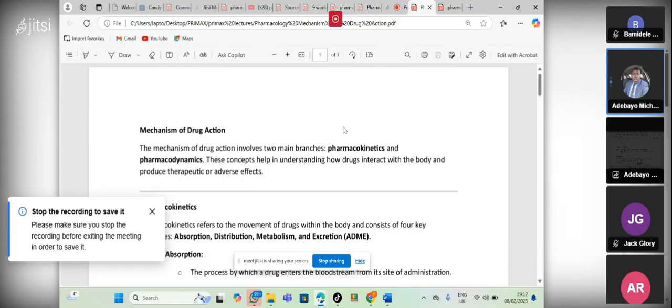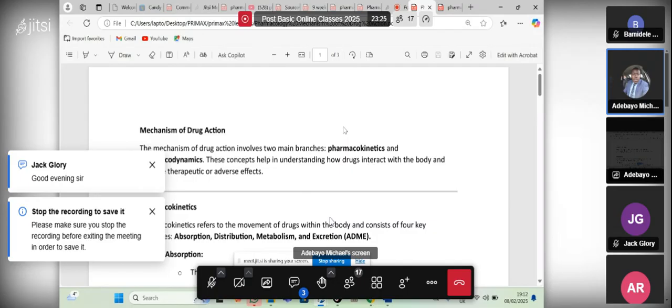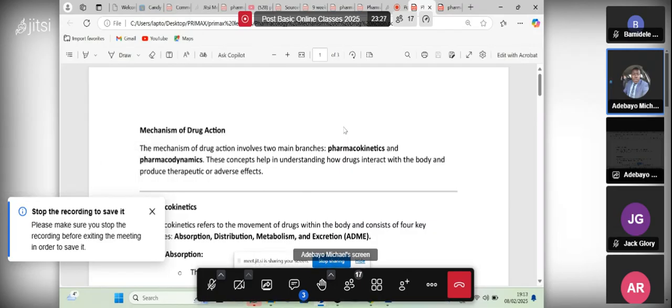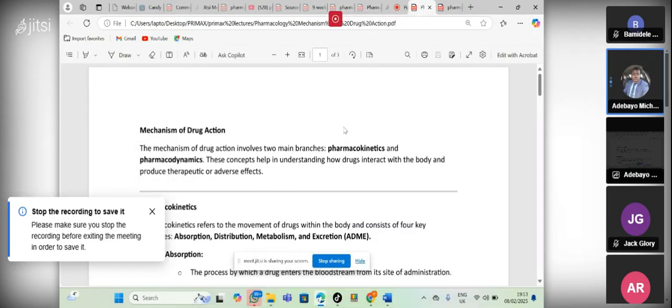So we're going to be talking about mechanism of action and national drug policy. It's becoming a little more interesting now because we are moving to a little bit more of the pharmacology. So, mechanism of action. What is mechanism of action? It actually involves just two things, which are pharmacokinetics and pharmacodynamics. But what is pharmacokinetics?